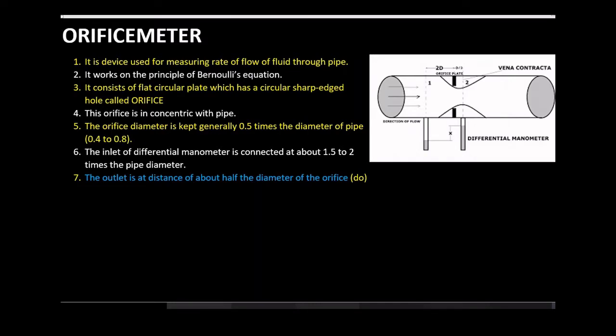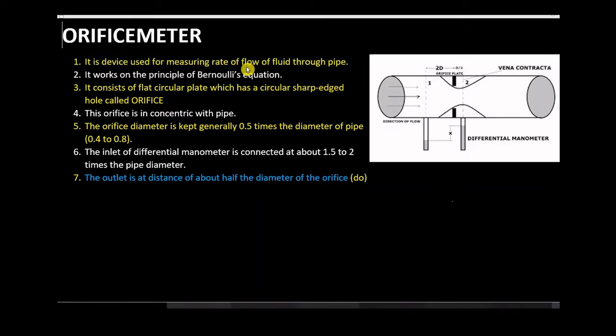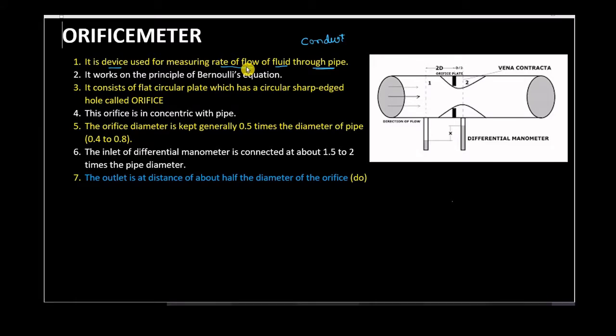For measuring discharge, that is orifice meter. So this orifice meter is also a device used for measuring a rate of flow of fluid through pipe, or through a closed conduit. Some books use the word conduit. Okay, this is also correct. So if somebody asks you what is orifice meter, you could say orifice meter is a device used for measuring rate of flow of fluid through pipe.